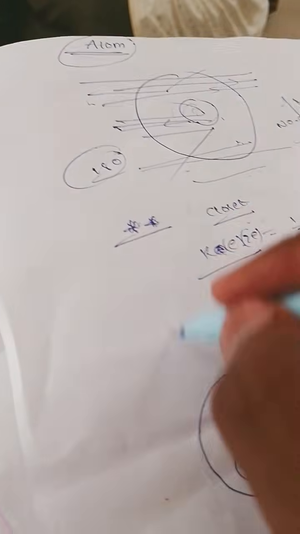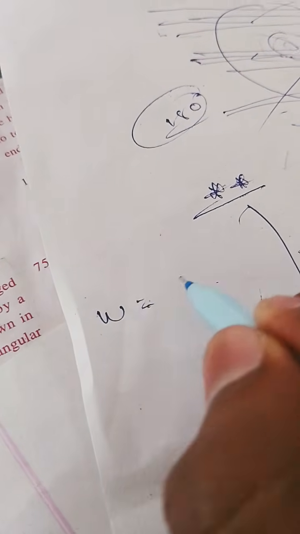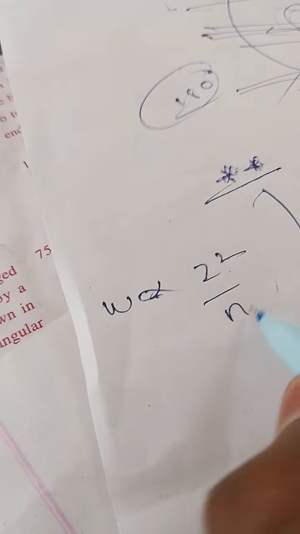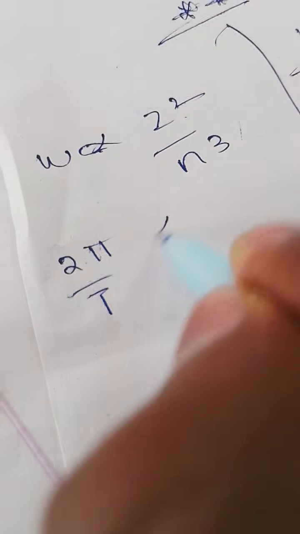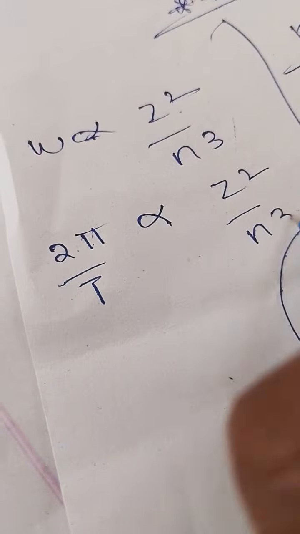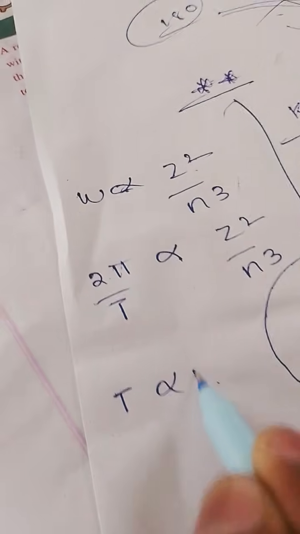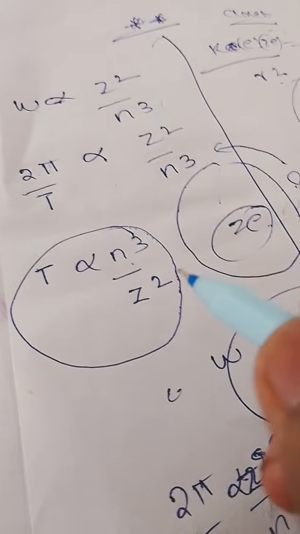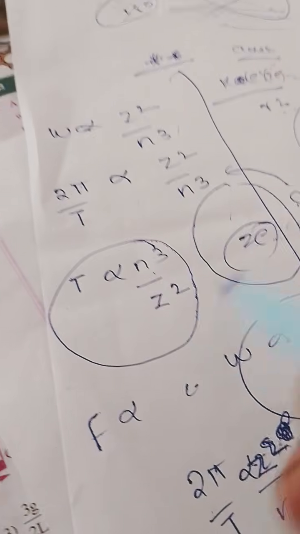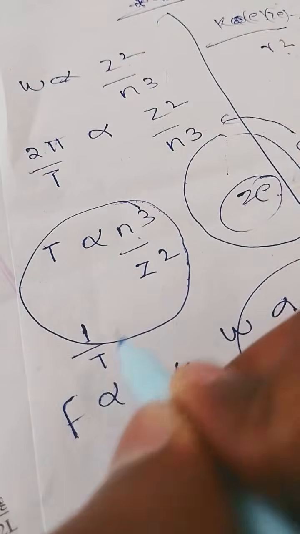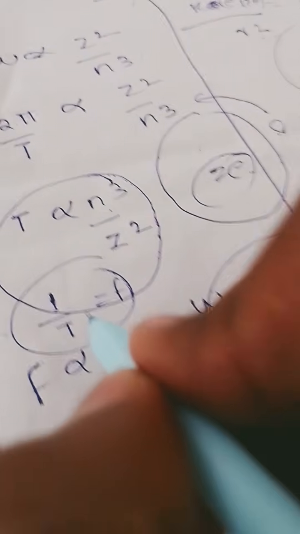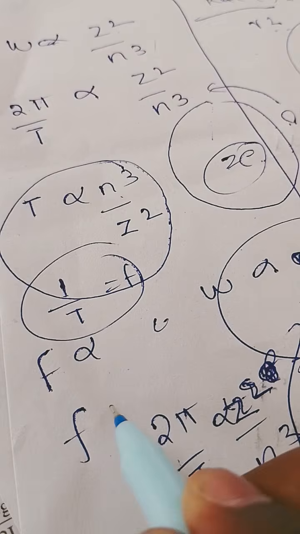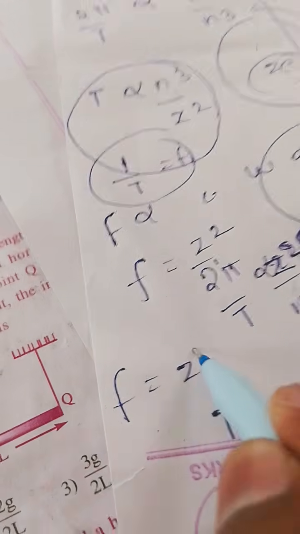I am writing here once again that omega is directly proportional to z square by n cube. From this we can write 2 pi by t is equal to omega, which is z square by n cube. Now from this we can write that t is directly proportional to n cube by z square. The reciprocal of time period is known as frequency. So we can write frequency is directly proportional to z square by n cube.